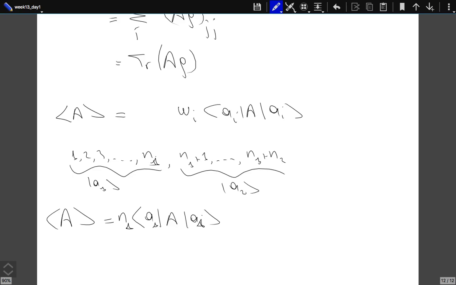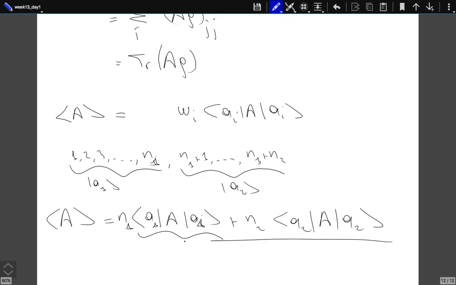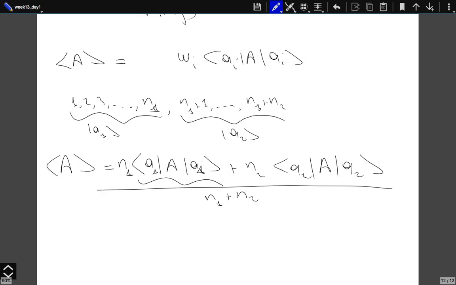So I make N1 measurements on particles that are in the ket A1. The average for this ket A1 of the operator A is this matrix element over here. That's the average. If I multiply it by N1, that will give me the total of the A measurements on those N1 particles. Then I make the measurement on the other particles. This is the sum of the A outcomes in all my measurements. Then I need to divide by N1 plus N2 if I have a mixture of these kets.